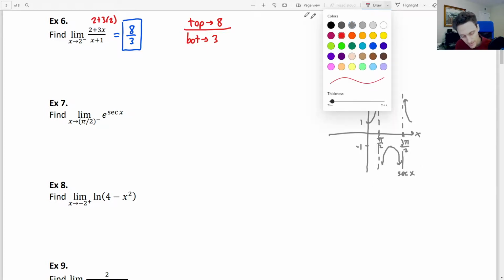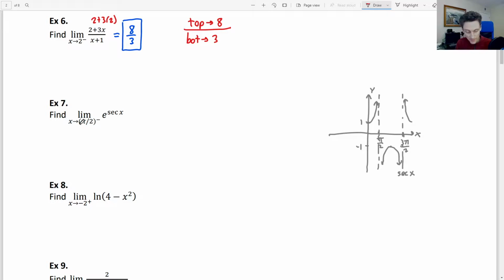Now, in our case, the x value that we're approaching is pi/2, and we're coming into pi/2 from the left. That means we're traveling along this part of the secant graph, which is blowing up to positive infinity. The outputs, or the y values of secant, are going up to positive infinity as the inputs approach pi/2 from the left. So those secant x numbers are getting bigger and bigger and bigger. They're blowing up to infinity.